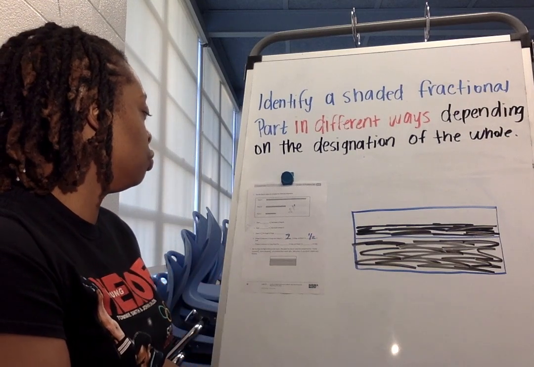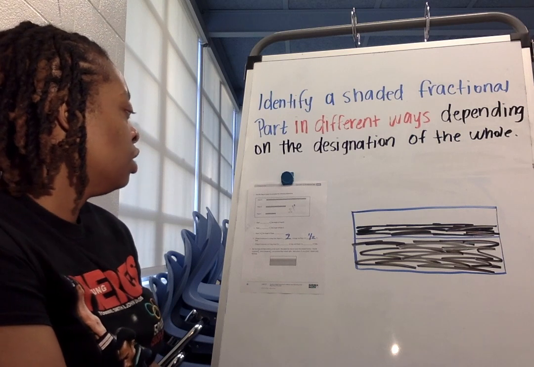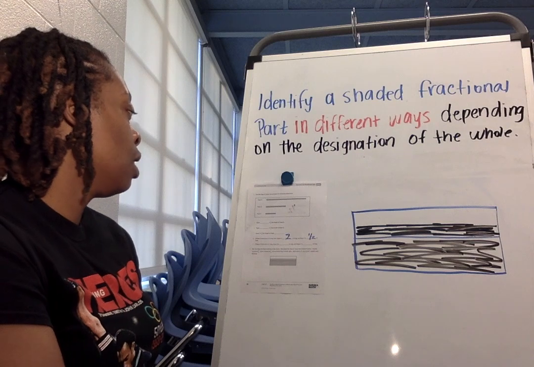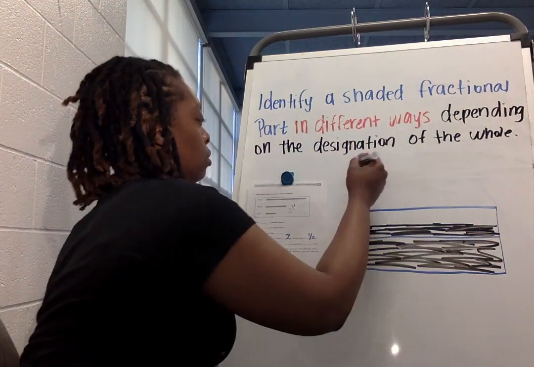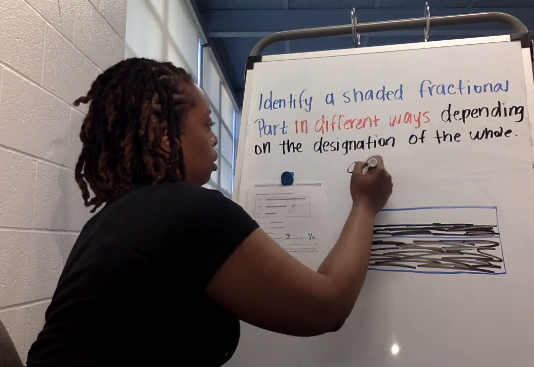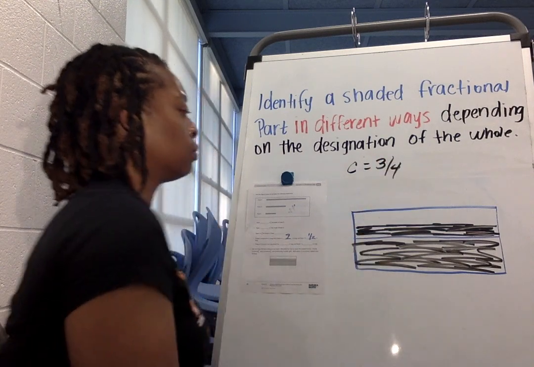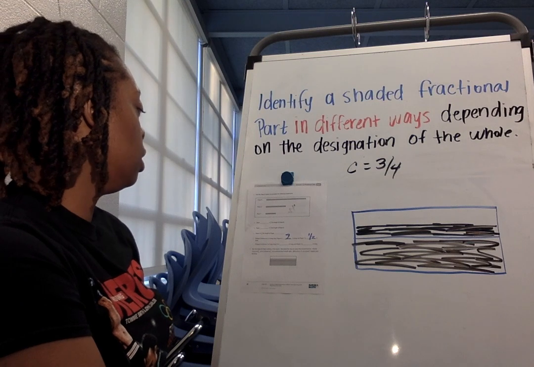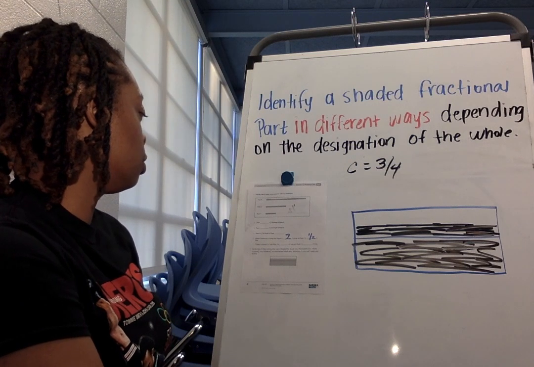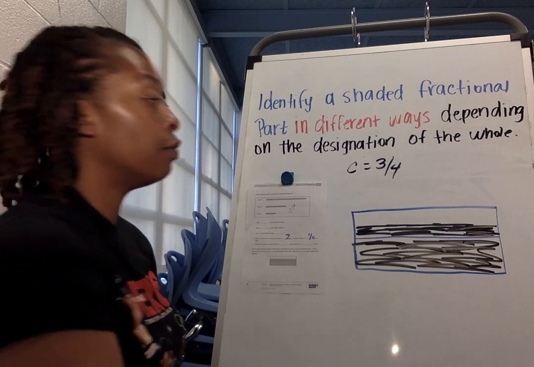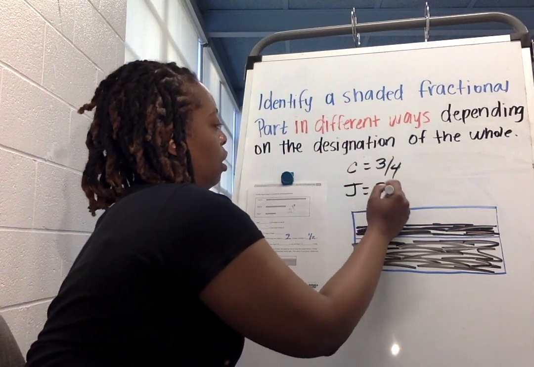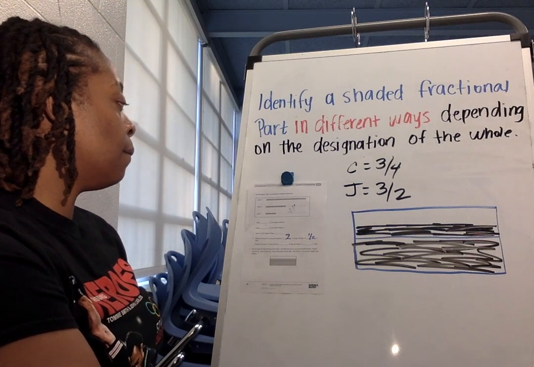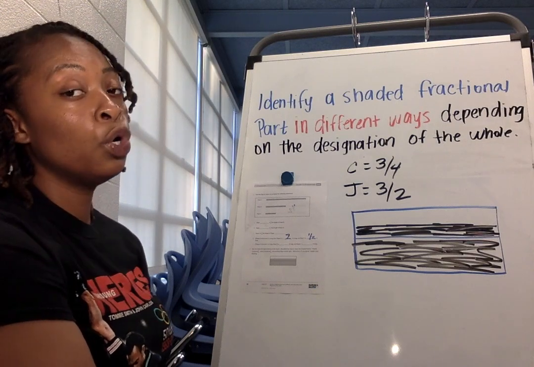It says Miss Fan drew the figure on the board. She asked the class to name the shaded fraction. Charlie answered 3/4. So Charlie said, oh, you shaded in 3/4 of this rectangle. Janice answered 3/2. So Janice said, no, those are 3/2. Jenna thinks they're both right. With whom do you agree?